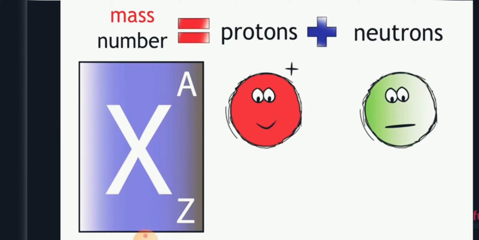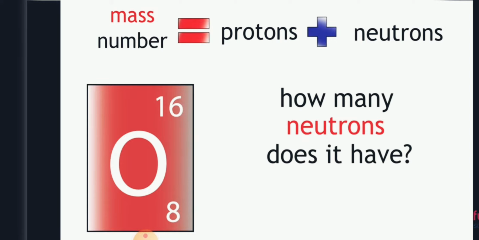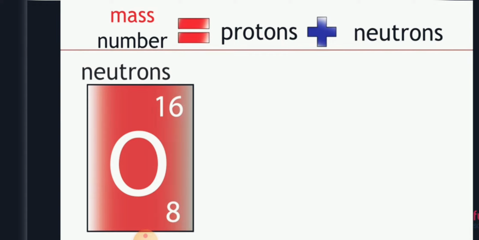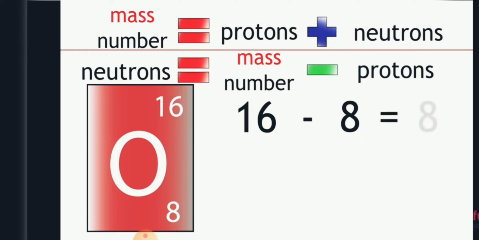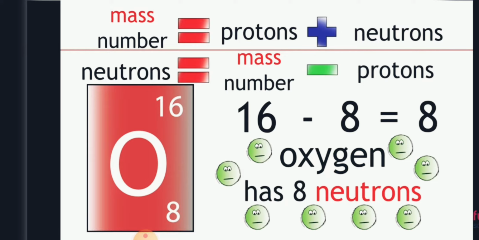For example, the mass number of oxygen is 16 and the atomic number is 8, which shows the number of protons. How many neutrons does it have? To find the number of neutrons, we will change the position of the two terms, mass number and proton number. Rearranging this equation, we get neutrons equals mass number minus protons. We know mass number is 16 and proton number is 8. So for oxygen, there are 8 neutrons present inside the nucleus.